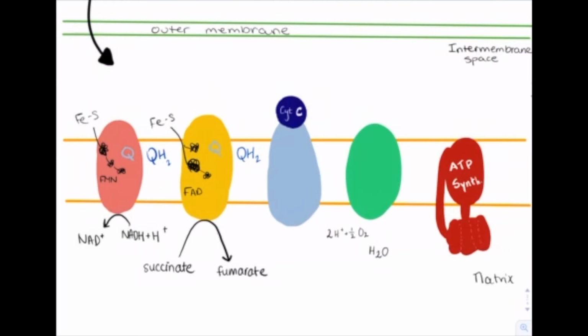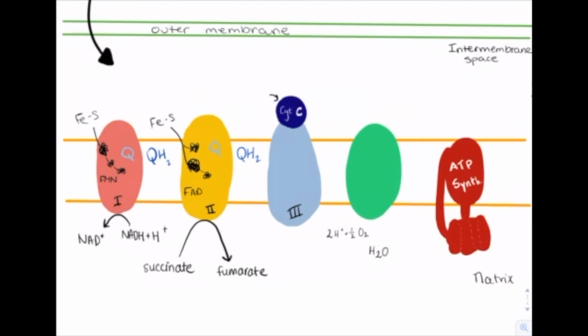So complex 1 acts as a proton pump and will pump out 4 protons when electrons pass through. Here you have complex 2, which is the same enzyme that acts in the Krebs cycle. And it's important to note that this is not a proton pump, and that's going to be really important later. Here you've got complex 3, which is very large and pretty complex. It has 11 subunits and is bigger than all of the rest. And then here you've got cytochrome C, which acts as a vectorial transporter for electrons.